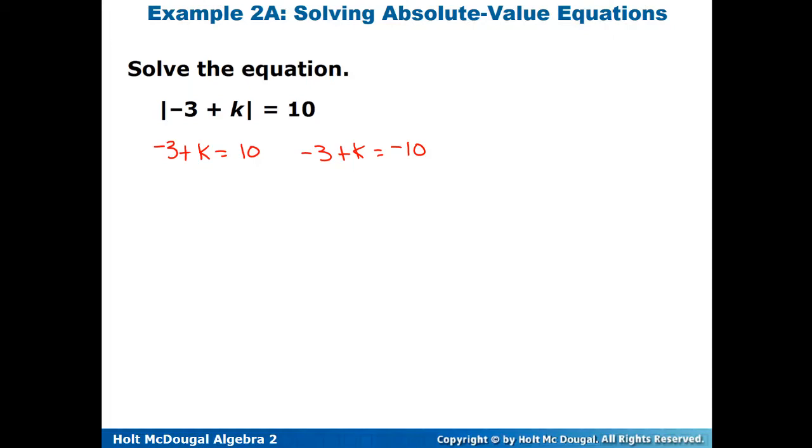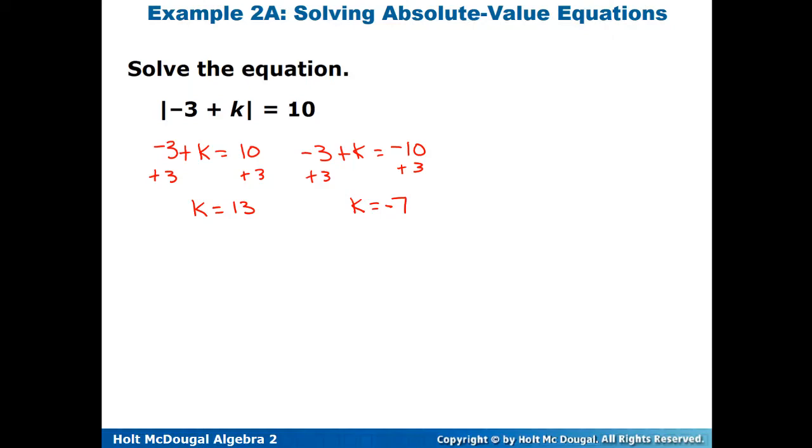So let's just go ahead and solve for k. Add 3 to both sides. So we end up with k equal to 13. And for the other equation, we add 3 to this side, add 3 to this side. So k is equal to negative 7. That's all you have to do to solve that equation. That's not too bad with our absolute value.